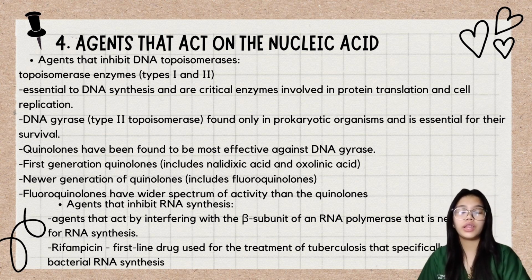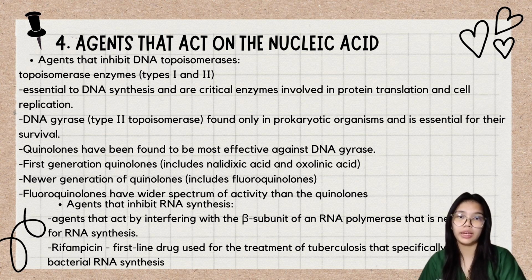Here, we have agents that inhibit both DNA and RNA. The first one is the agents that inhibit DNA topoisomerase. Topoisomerase enzymes types 1 and 2 are essential to DNA synthesis and are critical enzymes involved in protein translation and self-replication. DNA gyrase, a type 2 topoisomerase, is found only in prokaryotic organisms and is essential for their survival. Among the different antimicrobial agents, quinolones have been found to be the most effective against DNA gyrase.